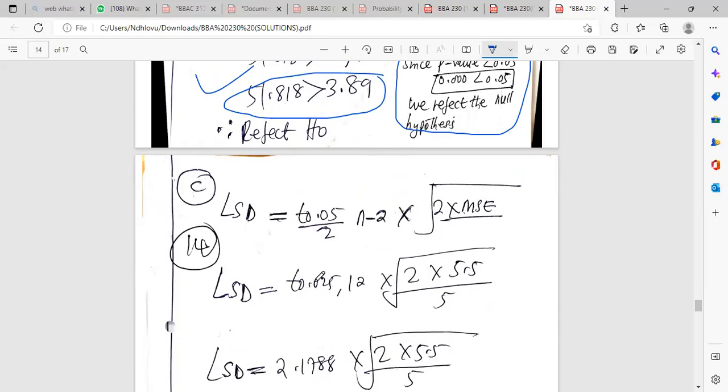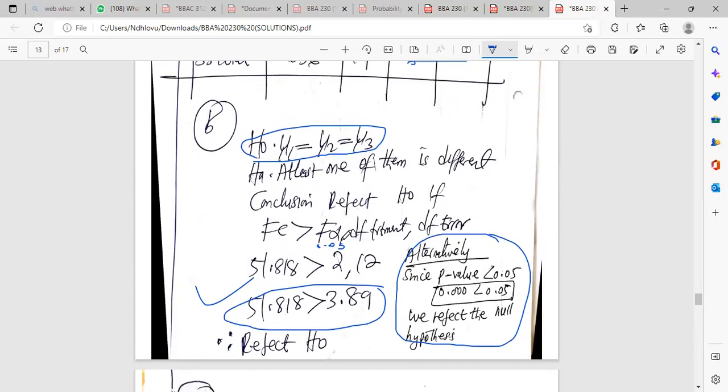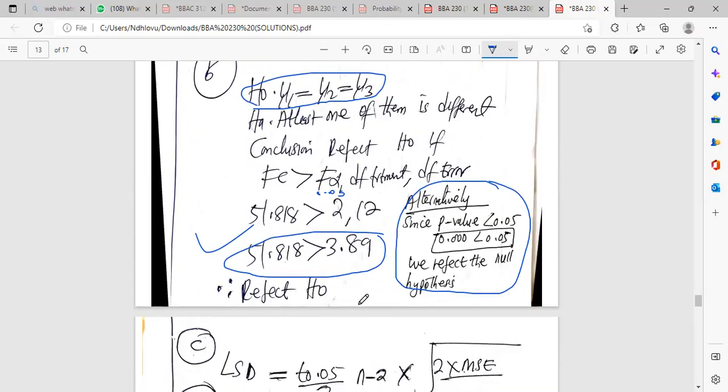So this is the least significance difference, given by the formula. On the B part, if the figure was less than the other one, we would have accepted H naught. If this figure was actually less than this one, we would have rejected H naught.